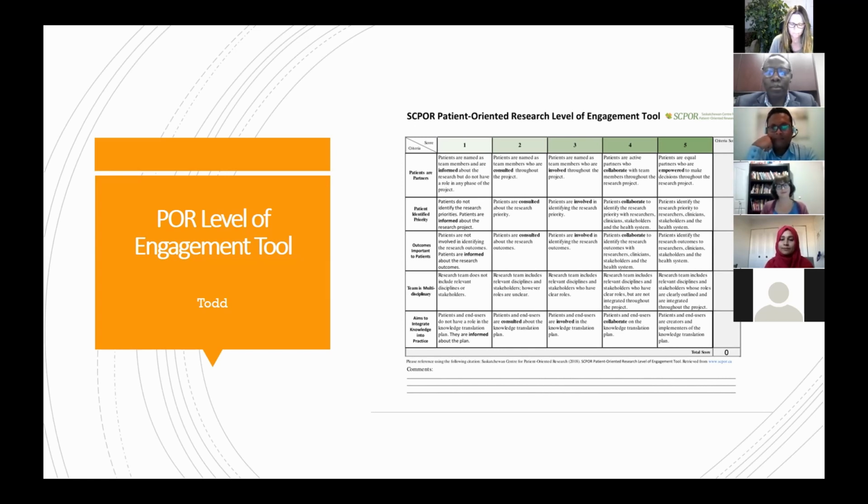When applying the POR level of engagement tool to a POR project, the goal is not to achieve the highest score of 5 for every criterion, but rather to work through the levels of engagement with patients to identify the most suitable levels for a given project.